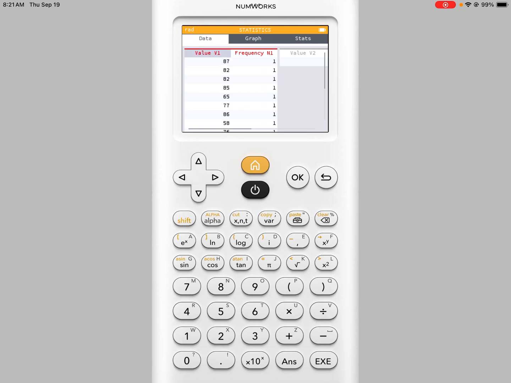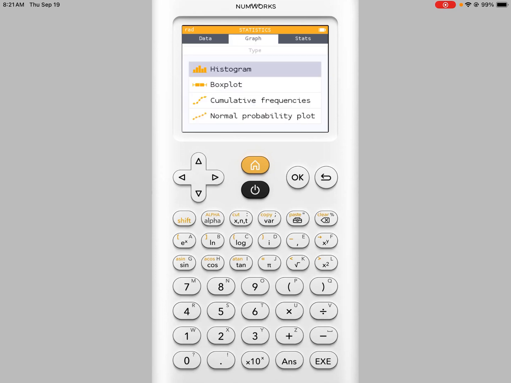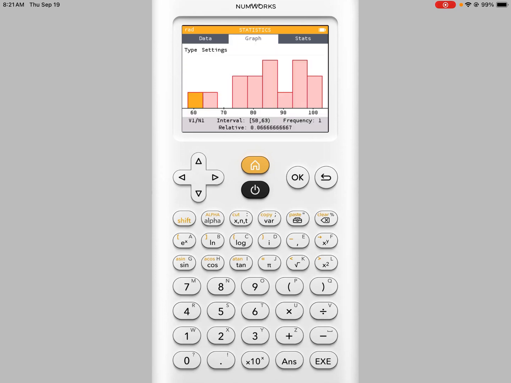Okay, so let's say I want to look at a histogram of that. I'll go up to graph, and I'm just going to hit histogram. Okay, and it'll give you the histogram. So much better than the TI. Very easy way to make a histogram and shows your frequency.